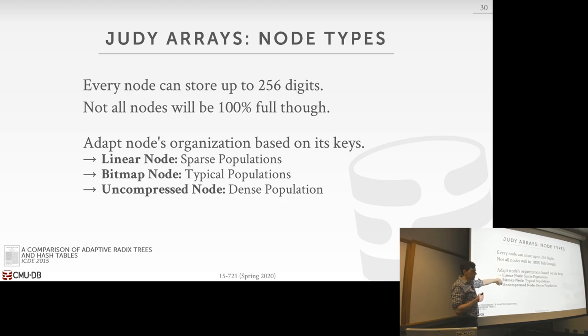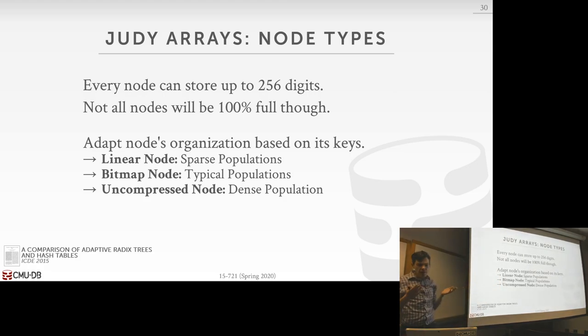The uncompressed node will be similar to what Hyper does, but Hyper also had the linear node. It's the bitmap node that is going to be different.